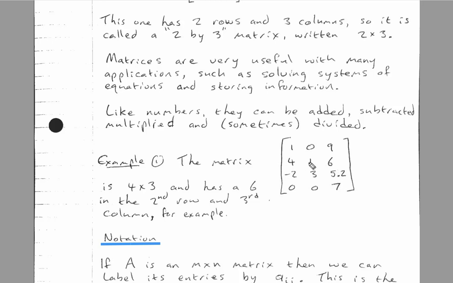And you can give the location of any number. So this 6 here, it's in the second row and the third column. All right, this 0 here, it's in the 4th row and first column. Again, we list the row first, then the column second.